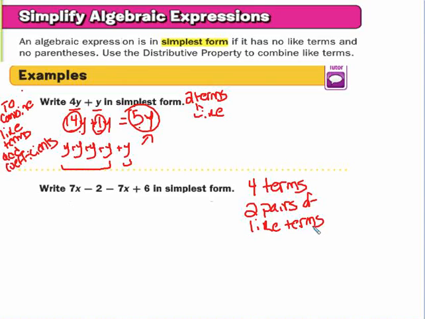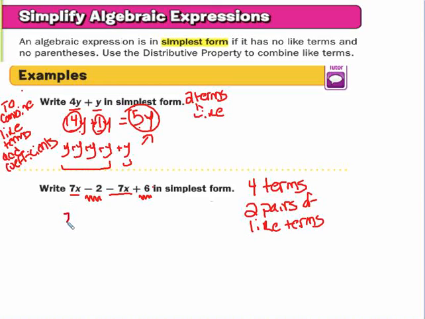So in this case, I'm going to use underlining to help me. I know that 7x and negative 7x are like terms. I'm going to use a different underline for negative 2 and positive 6. So I know my straight lines are going to go together, and my squiggly lines are going to go together, but I cannot combine straights with squiggles. Okay? So I'm going to rewrite this expression to regroup my like terms.